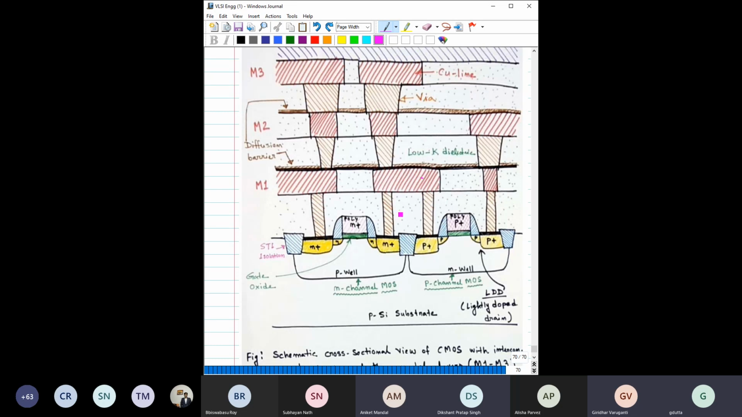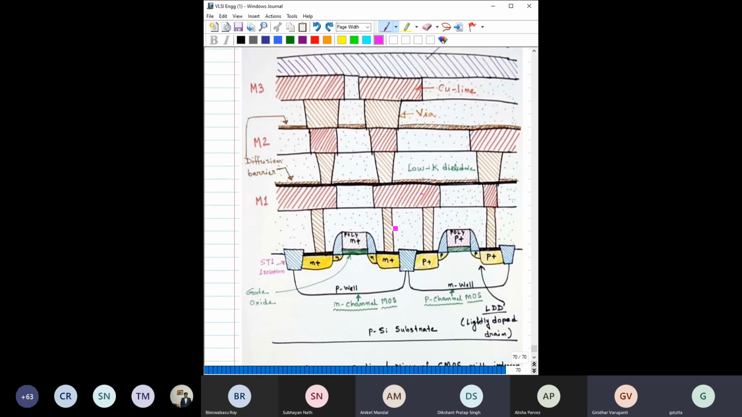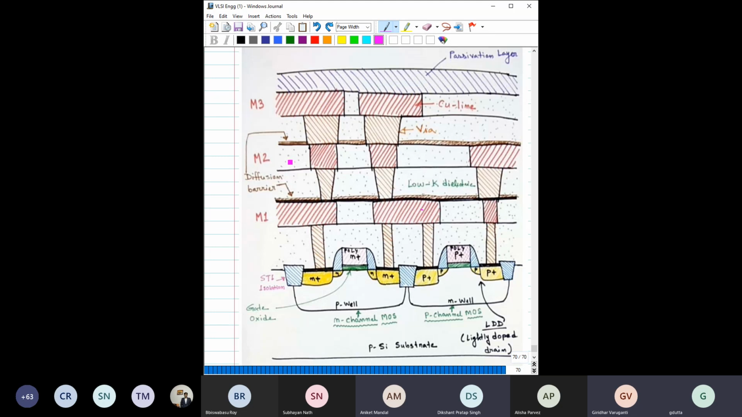Then on top we have some oxides and we have taken connections, called the via. With this via you have taken this line, which is called metal line 1. Then you have this metal line 2, because there are multiple devices, not only one inverter, so you have to connect them. So you take multiple metal lines going above and connect the whole circuit together. Finally, you have this passivation layer. Only 3 lines are shown, but in modern CMOS technology you might have 6 to 7 metal lines, one above the other.